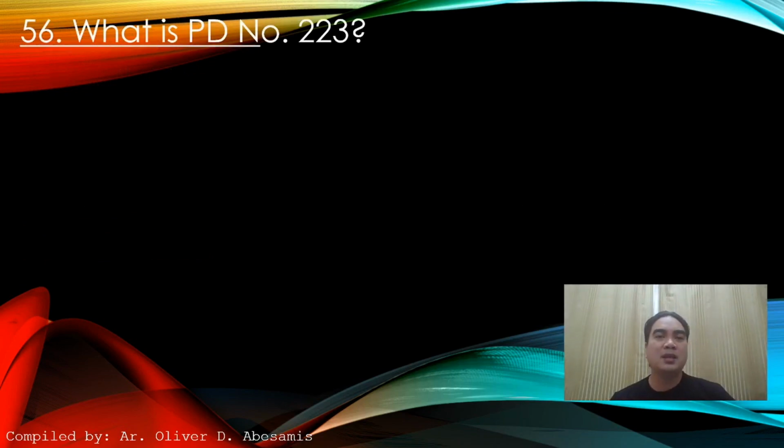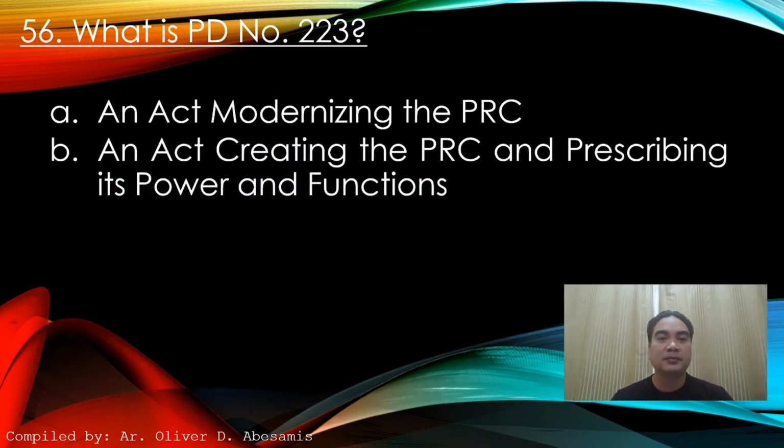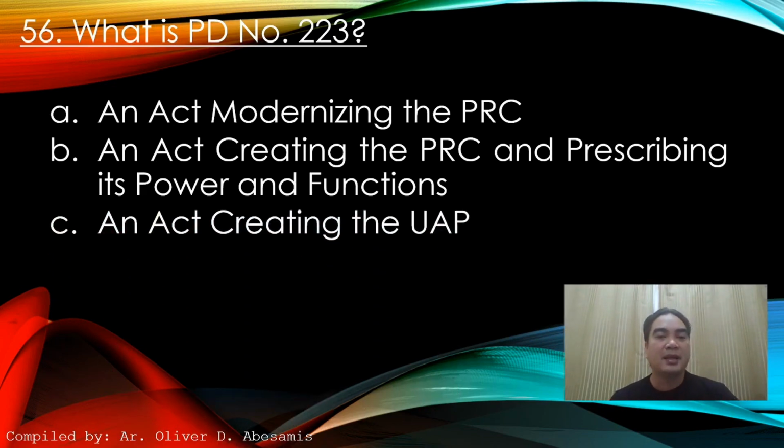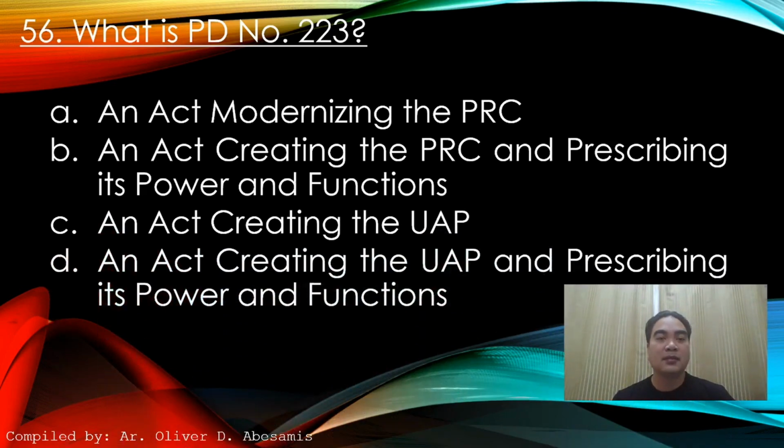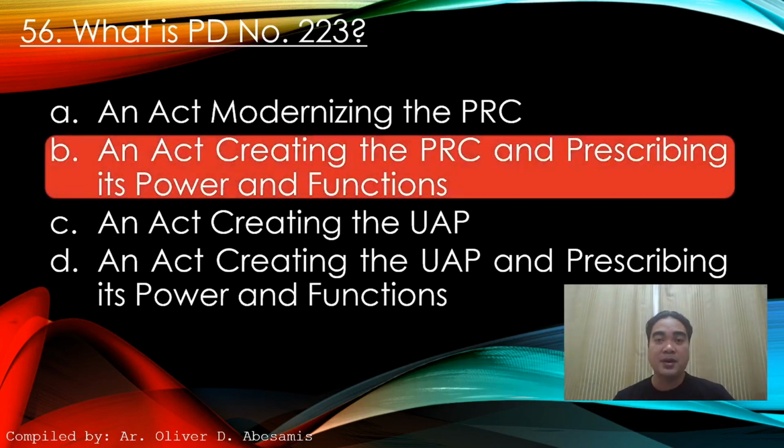56. What is PD number 223? Again, what is Presidential Decree number 223? A. An act modernizing the PRC. B. An act creating the PRC and prescribing its power and function. C. An act creating the UAP. And D. An act creating the UAP and prescribing its power and functions. Answer? B. An act creating the PRC and prescribing its power and functions.